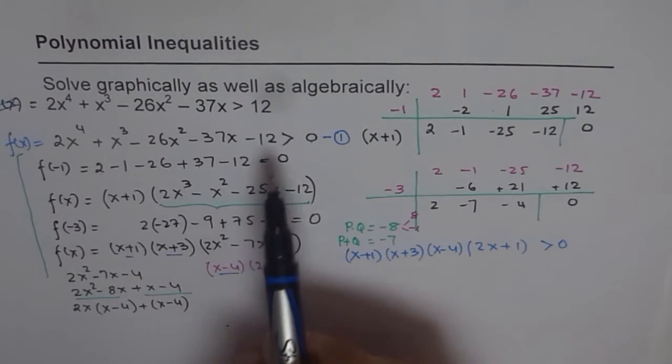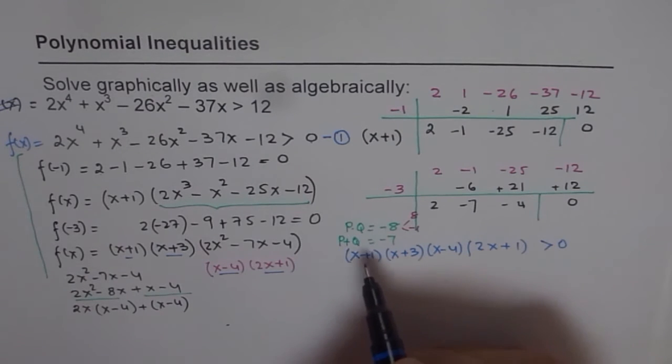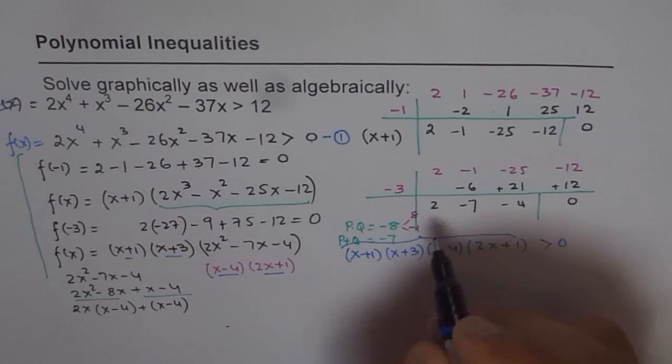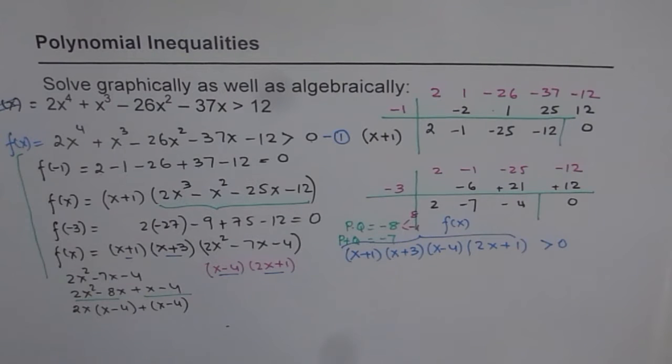So that is the function. We brought 12 to this side and then started doing all this. So that is my function f of x, right? So all this I'm saying is f of x greater than 0. So that is the inequality which we need to solve, correct? Now let's see the process of solving.